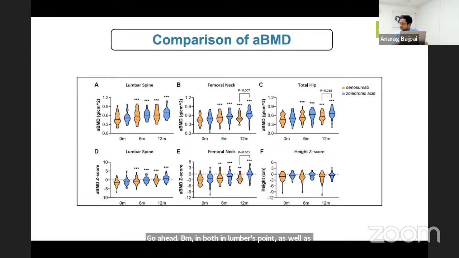What statistical tool did they use to find this difference? Statistical tool.